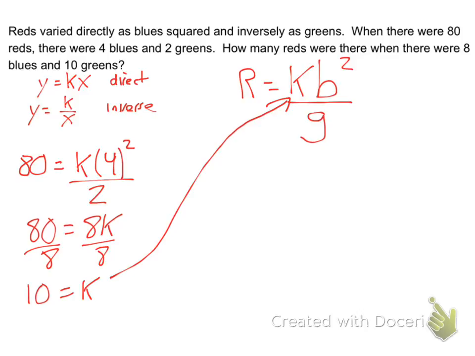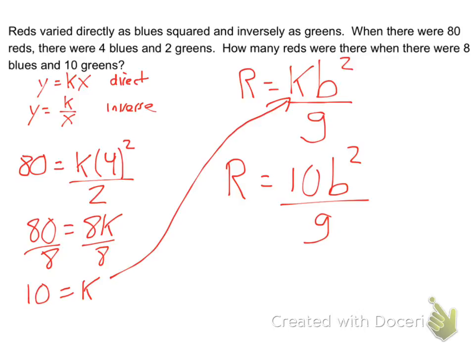So now you have an equation that relates reds, blues, and greens. R equals 10B squared over G. There's your equation. Now that I have this equation, if I told you reds and greens, could you find blues? Yes. If I told you blues and greens, could you find reds? If I told you blues and reds, could you find greens? Yes.